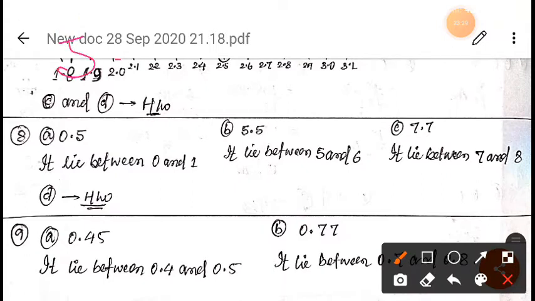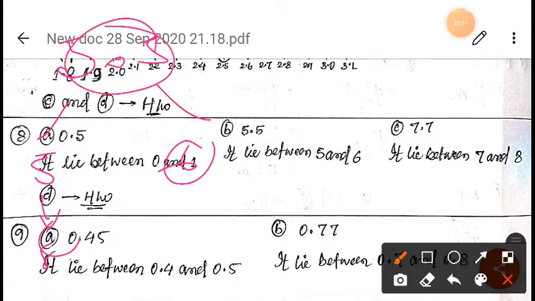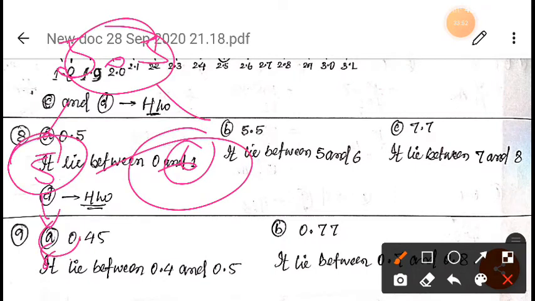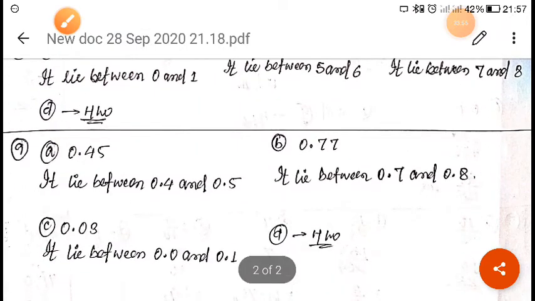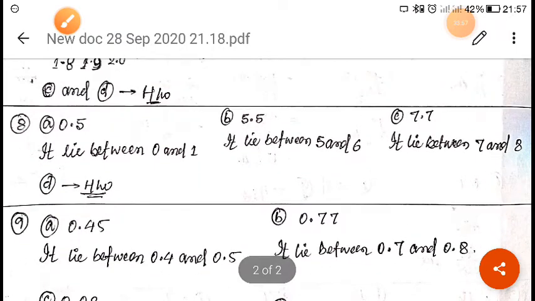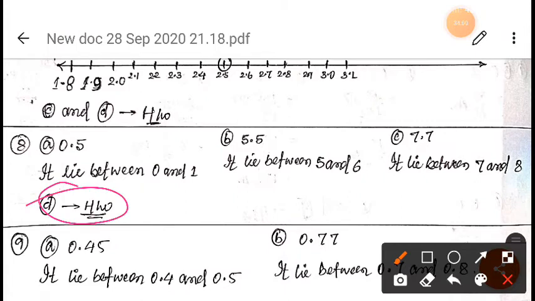When we talk about 5.5, it will lie between which two numbers? It will lie between 5 and 6, right? Because we will write here 5.1, 5.2, 5.3, 5.4, 5.5, 5.6, 5.7, 5.8, 5.9, after that we will get 6, right? So this 5.5 will lie between 5 and 6. Part D is only homework, you see here.